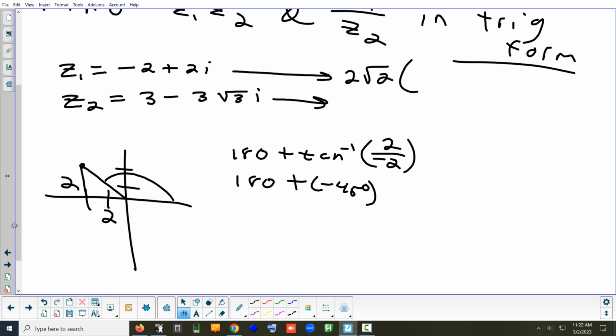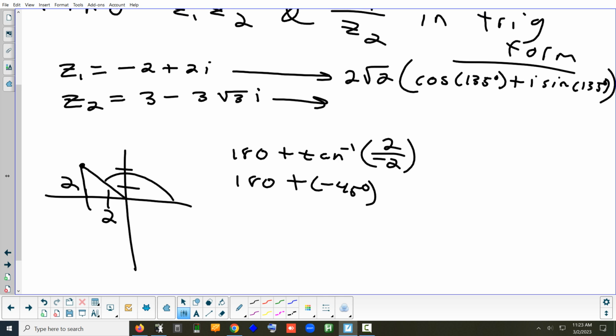So 2 root 2 cosine 135 plus i sine 135. Okay, so there's our first one. What we did yesterday is just part of what we need to do to get the answer for things today.